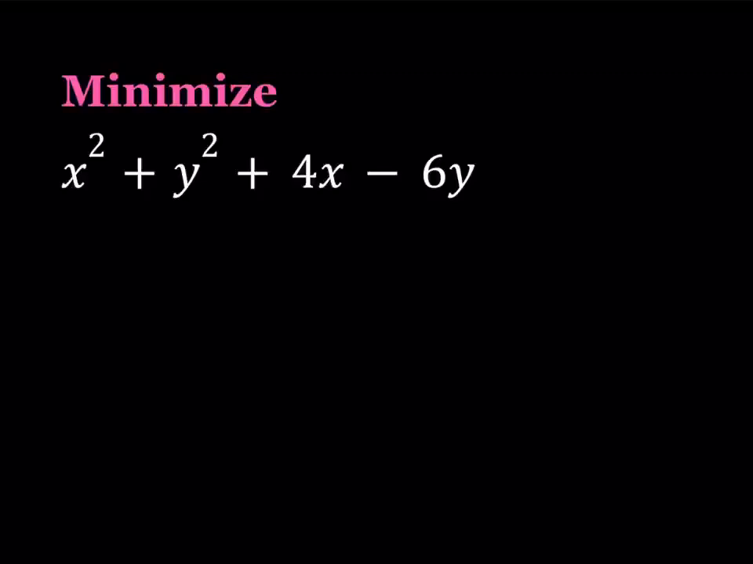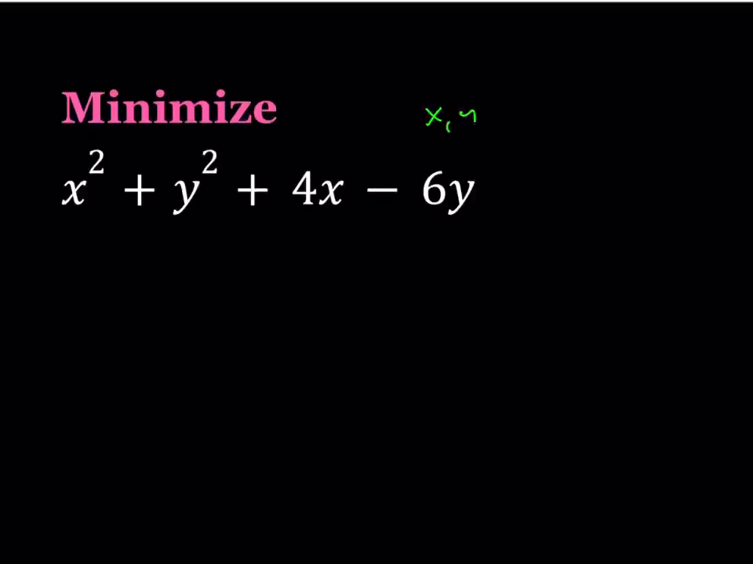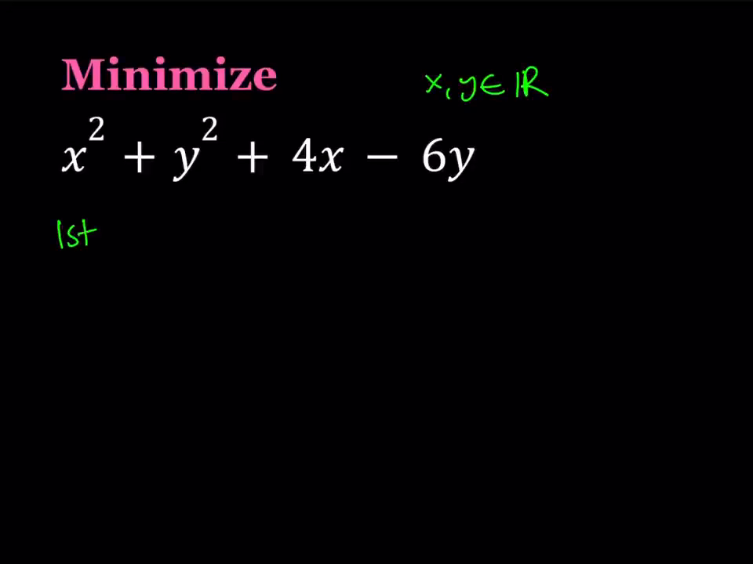Hello everyone. In this video we're going to be minimizing an expression in two variables. We have x squared plus y squared plus 4x minus 6y, and we're going to find the minimum value of this when x and y are real numbers. So x and y are real numbers, we're going to minimize this expression. Alright, I'll be presenting two methods. Let's start with the first one.